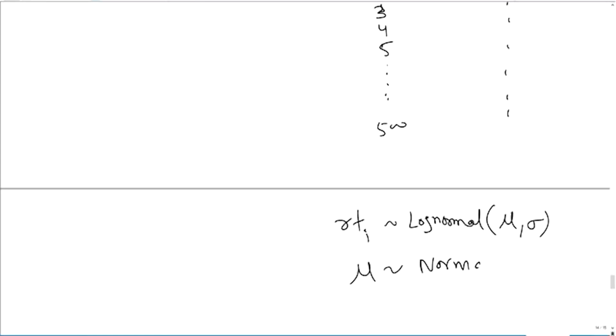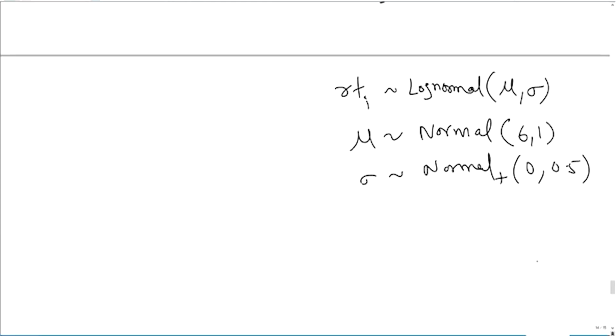Now, if you want to model it using a simple model, we can say that the recognition time in the ith trial for the ith string comes from a log normal distribution with parameters mu and sigma, where mu comes from normal 6, 1, and sigma comes from normal 0, 0.5. Okay, this could be a simple model.